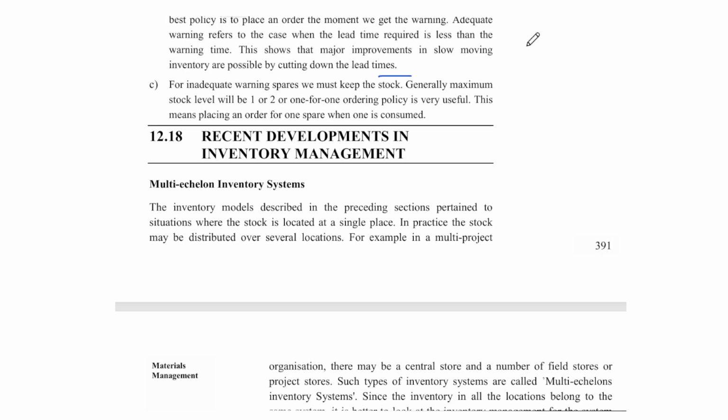For inadequate warning spares, we must keep the stock, and generally the maximum stock level will be 1 or 2, or a 1 for 1 ordering policy is very useful. This means placing an order for one spare when one is consumed. And next is recent developments in inventory management.